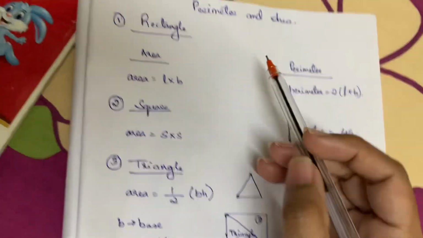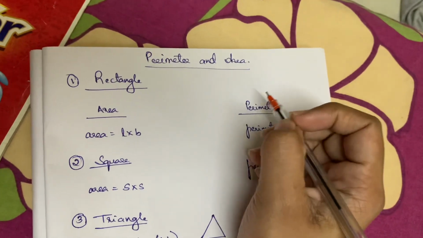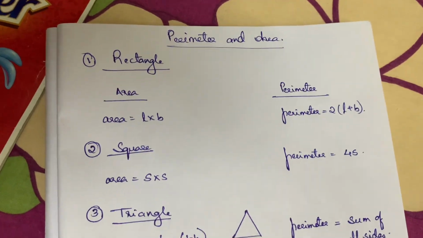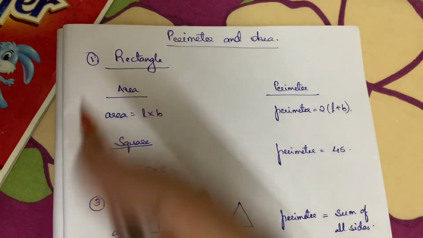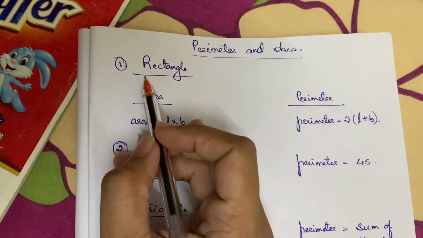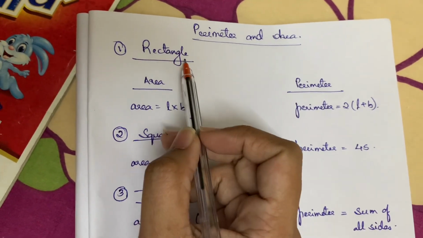So now we are going with the new chapter, which is called perimeter and areas. Now we have very less time available for us to complete the syllabus, so I'm going to make the videos and upload it in such a way. So the first formula that we need to use in the first exercise is the area of the rectangle.